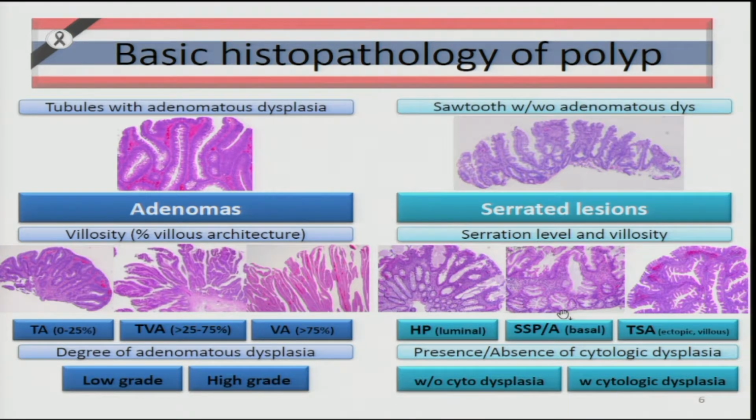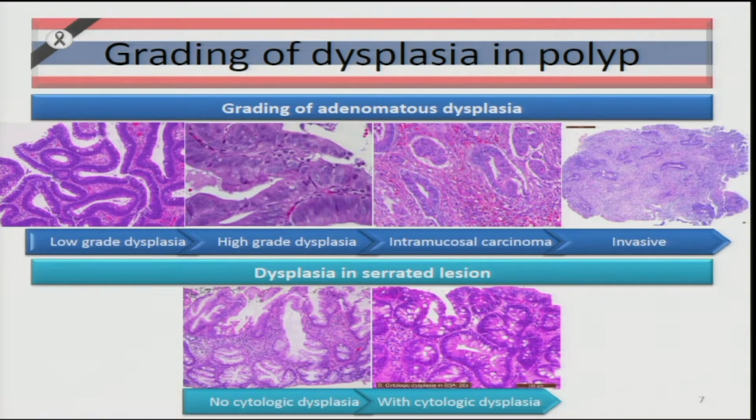And if it looks pink with ectopic crypts, it would be traditional serrated adenoma, and I would look for cytologic dysplasia in serrated lesions. And this is a spectrum from low-grade to high-grade dysplasia in the APC pathway. For serrated lesions, cytologic dysplasia would have similar morphology to adenomatous dysplasia.